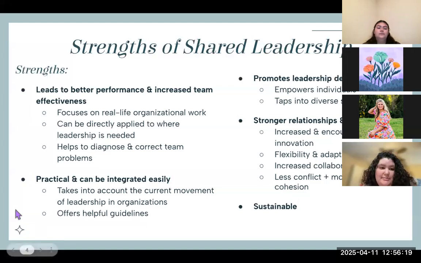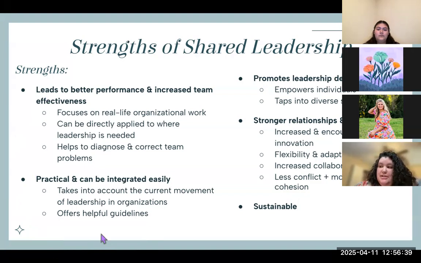Hi, I am Elise Hughes, and I will be discussing strengths of shared leadership. Some of the strengths of a shared leadership process is that it ultimately leads to better performance for a team and an increased team effectiveness.